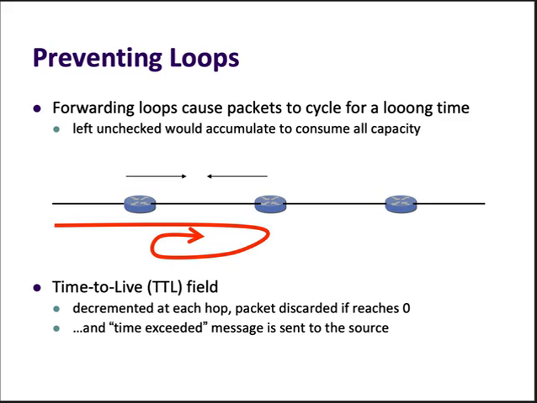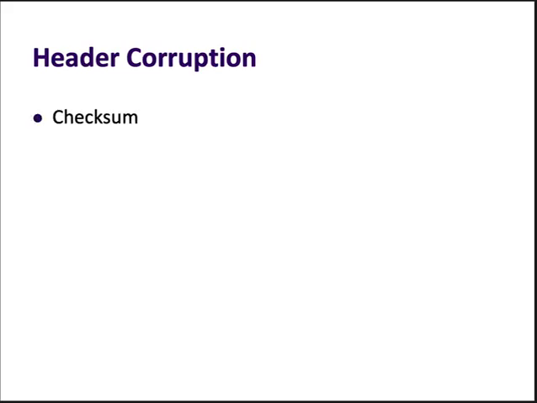Any other questions? Okay, so just one point to note, if you want to send an error message back to the source, this is another reason why we need the source address and why routers need the source address. Okay. Header corruption, are people comfortable with the idea that bits can get corrupted along the way?